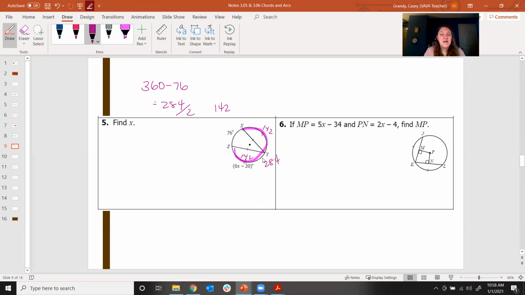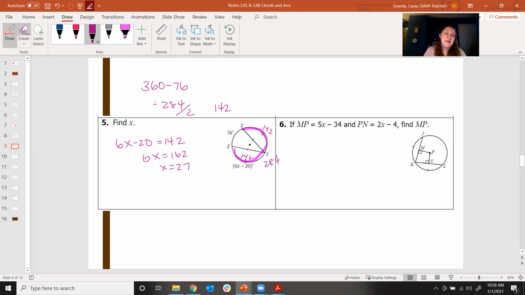Okay, well, if arc ZY has to be 142 and it's labeled as 6x minus 20, then I can make those equal because they have to be the same thing. I can add 20 to both sides and then divide by 6.